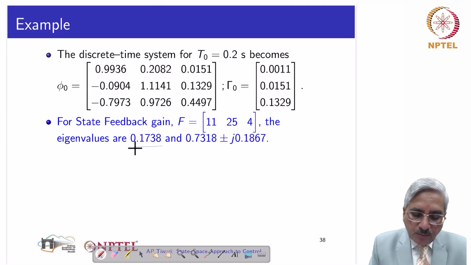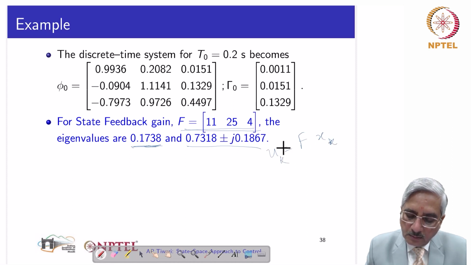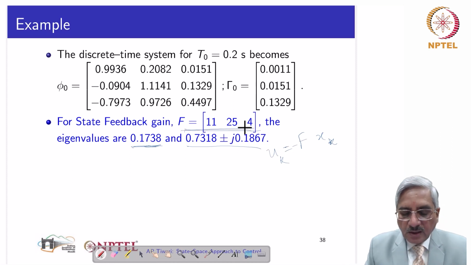Now for this we design a state feedback based on some considerations, either through pole placement or through LQR, and we see that the eigenvalues will be here. These are all within the unit circle for these gain values. So we have u equal to fx with this f to stabilize this system.